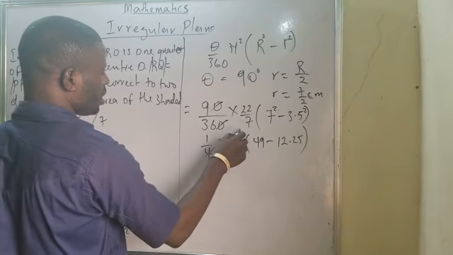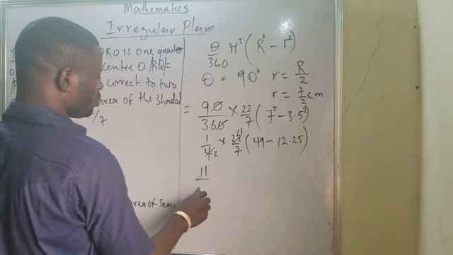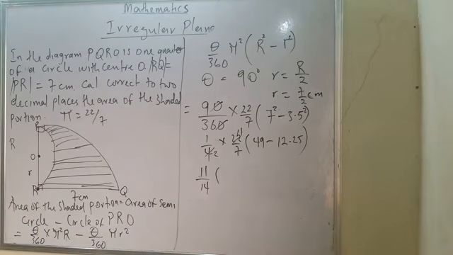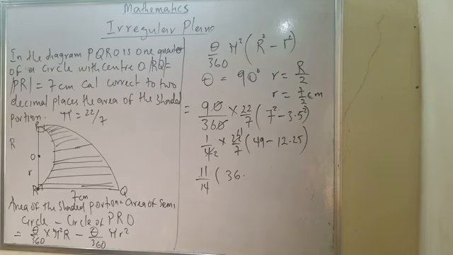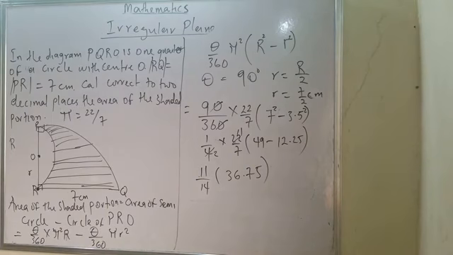Now, since I have this, I can now say that 22 over 28, which is 11 over 14, bracket of, if I minus the two together, 49 minus 12.25, I'll be having 36.75. Now, I can say that 11 divided by 14 multiplied by 36.75.